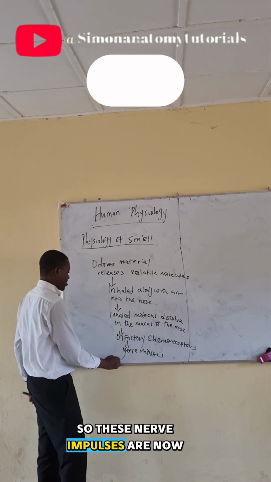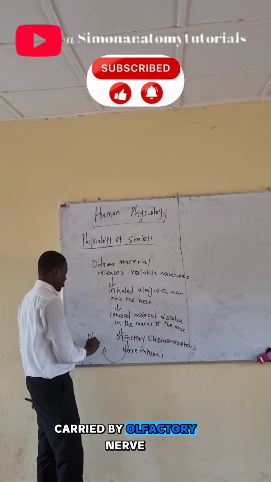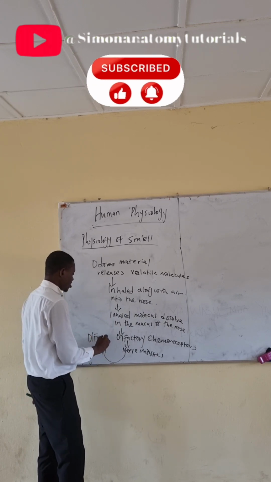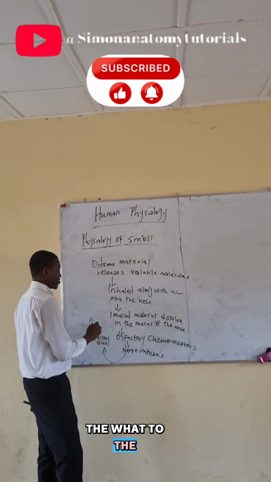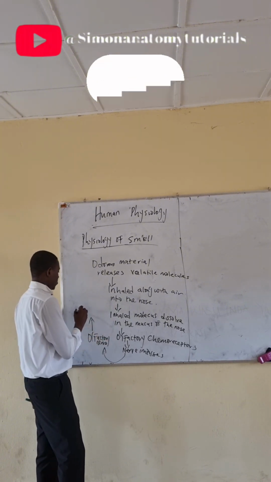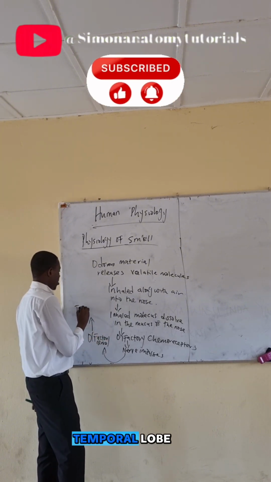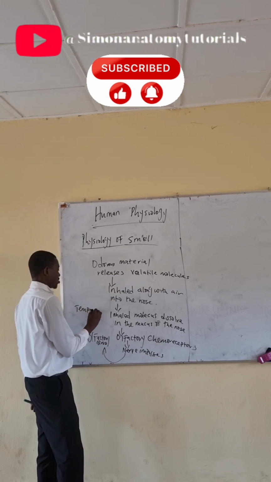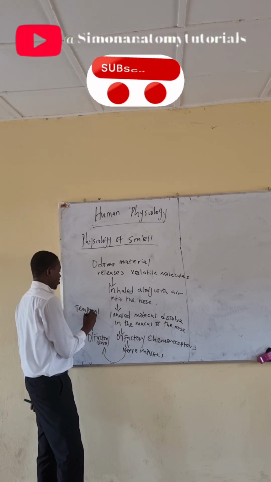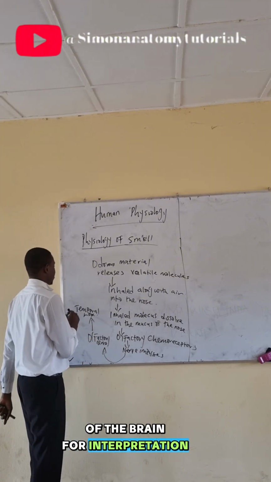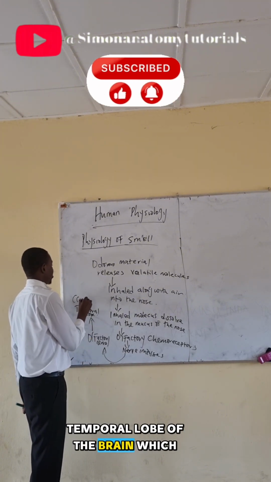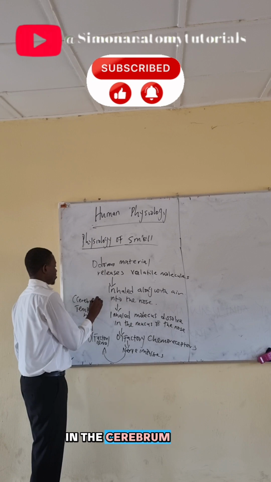These nerve impulses are now carried by the olfactory nerve to the temporal lobe of the brain for interpretation. The temporal lobe of the brain is precisely in the cerebrum.